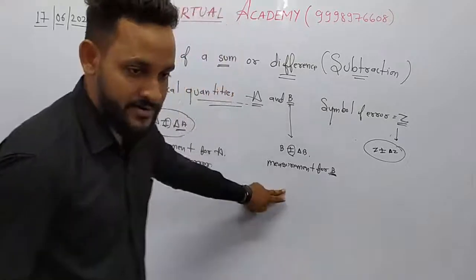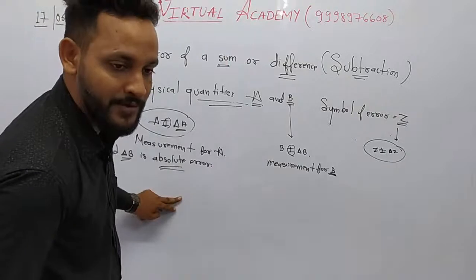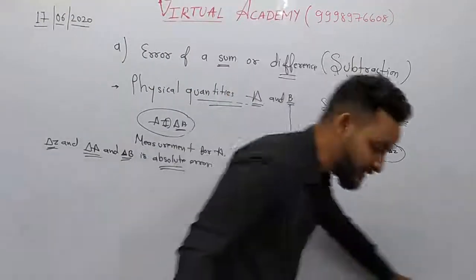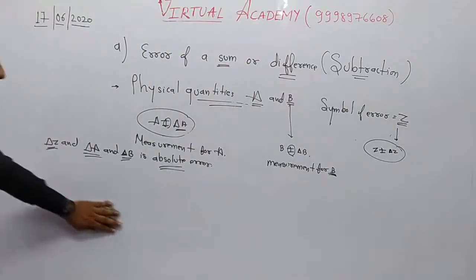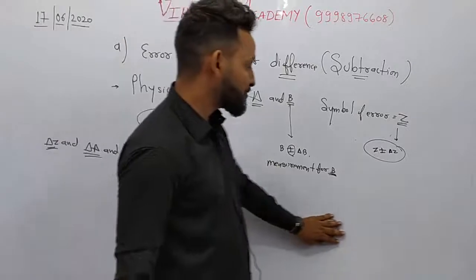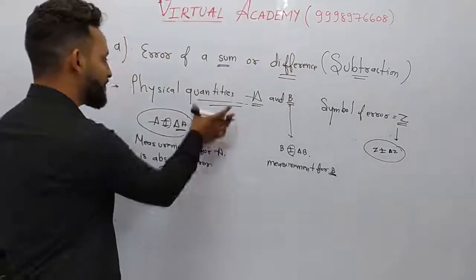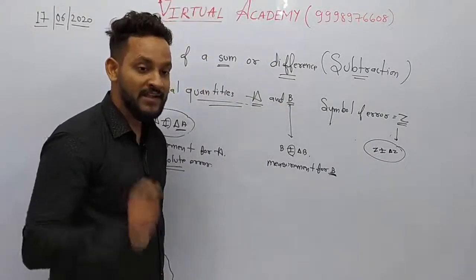Clear? Your concept should be clear after studying that. Any doubt? If anyone has any doubt, you can ask me the question first. Now after that, we have a question of how to combine error. Suppose what is the total measurement? If I ask what is the total measurement, simply for physical quantities A and B, what will be the value of Z?